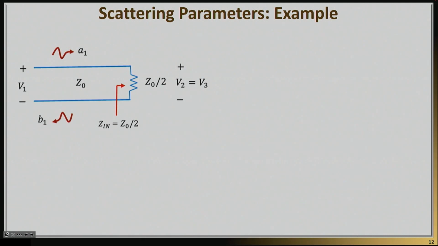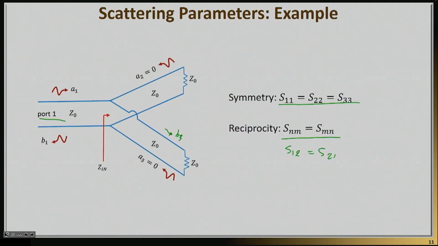So now let's see how we're going to calculate S21. Let me go back and show you this figure again. S21, as we discussed before, is going to be equal to B2 divided by A1, provided that A2 and A3 are equal to 0. So I have to take my network and set it up such that A2 and A3 are equal to 0, and then calculate B2 and divide that by A1. All right, so how do I do that?